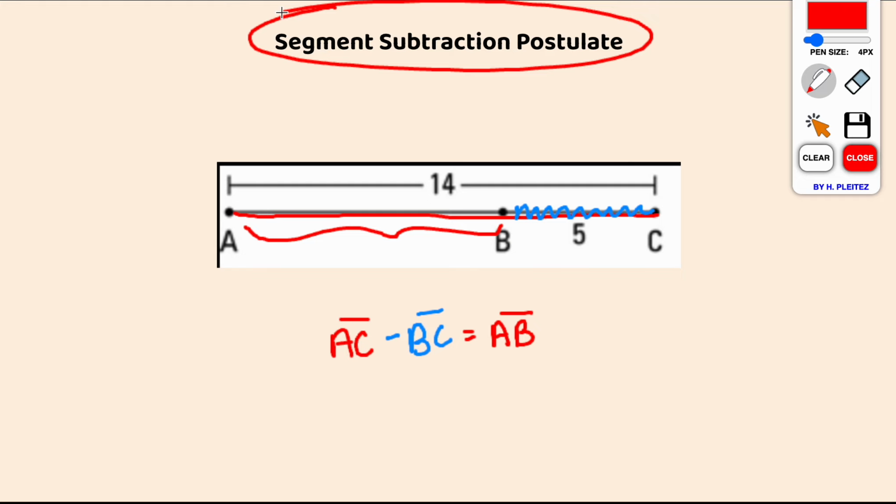I'm allowed to take segments away and figure out what I'm left with, right? Now, you could have done this also. You could have taken AC and subtracted AB from it, and in that case, you'd be left with BC, but we're just going to stick with this example for now.